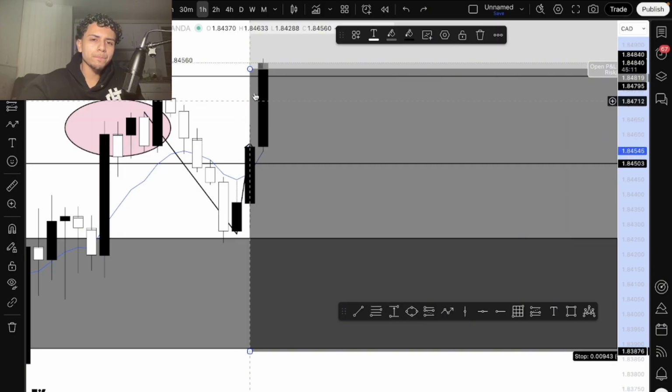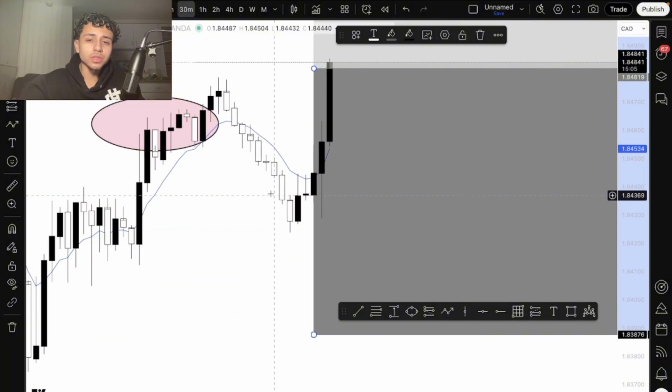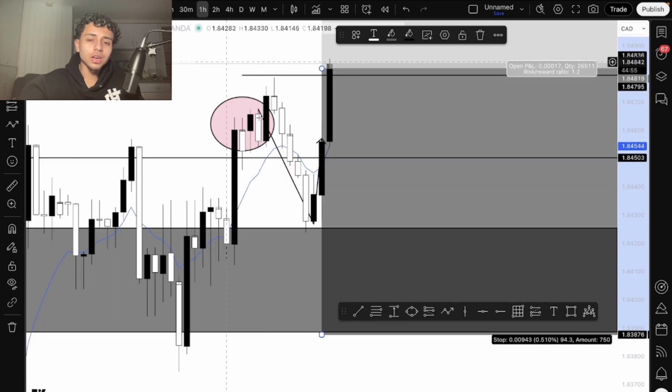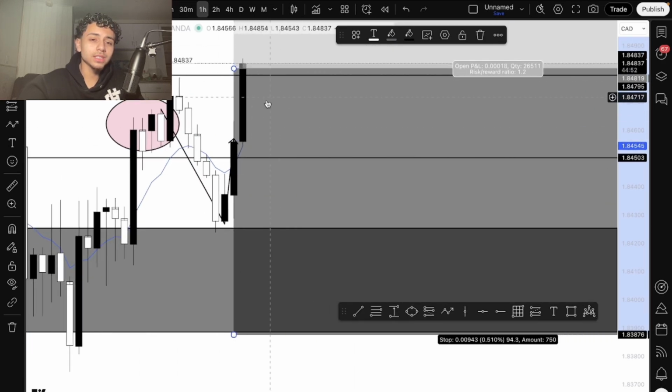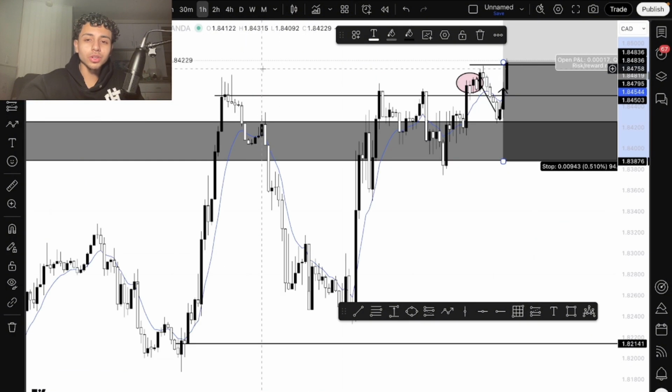So now I got in here because I waited for the 30-minute candle. The 30-minute candle did indeed close up here, so I could have gotten in here, but I still decided to wait a little bit more. Now in the 1 hour time frame, we see that this candle is coming up, and it just did everything that I wanted it to do.